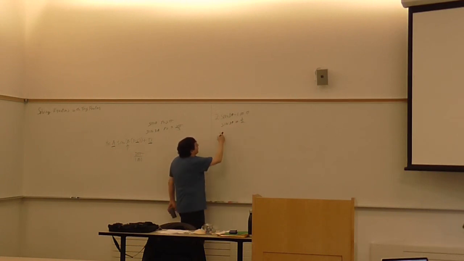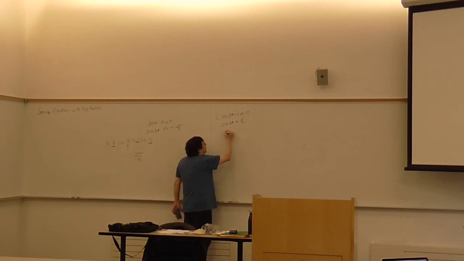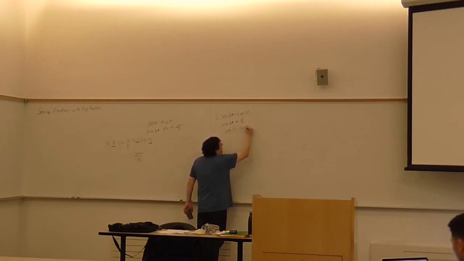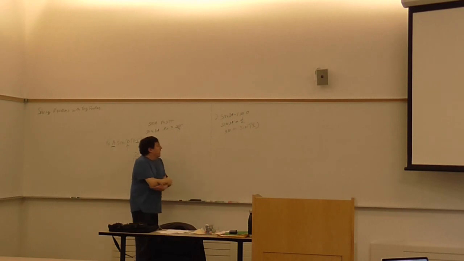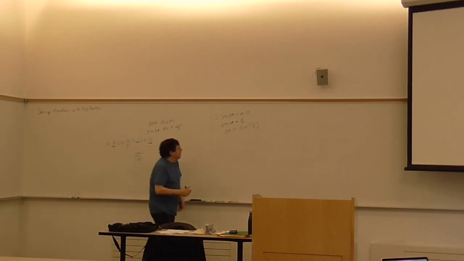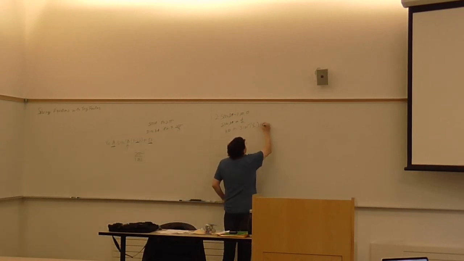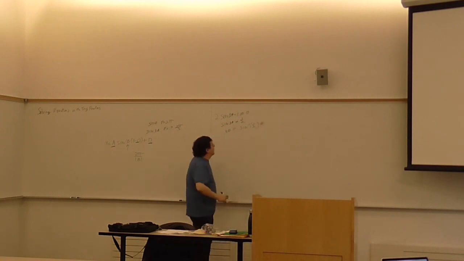Let's go ahead and find the inverse sine of both sides. So we have 3 theta equals inverse sine of a half. And again, we know this is what? What's the inverse sine of a half?